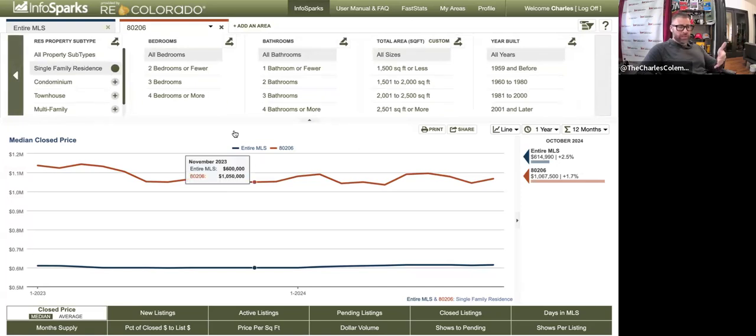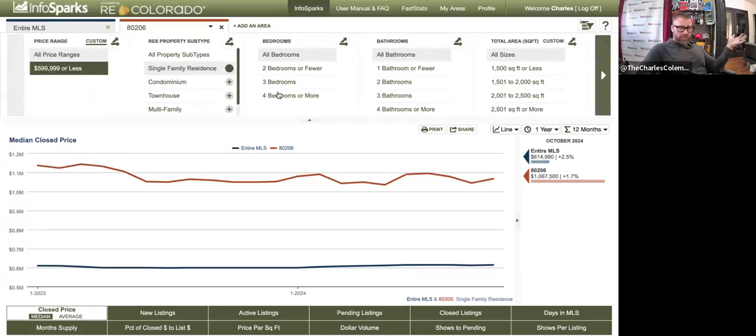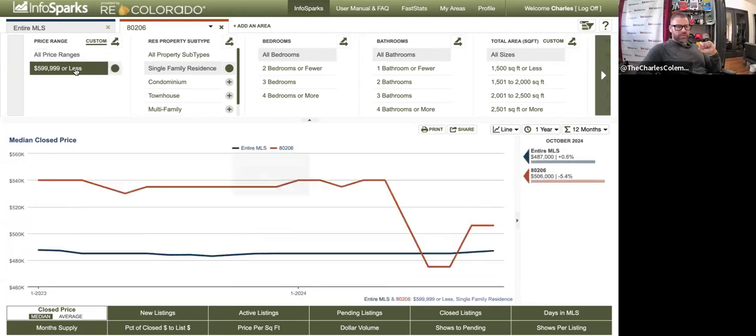The entire MLS that meets this criteria, single family home under $600,000, we've seen those homes in the entire MLS appreciate about 2.5%. Now, if we go to 80206 specifically, we can actually see there's been 1.7% appreciation. Now that's all price points. Now let's take it to 599 or less because that's where it's going to change a little bit.